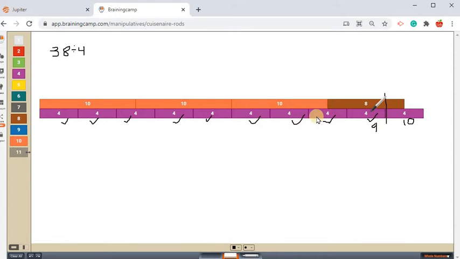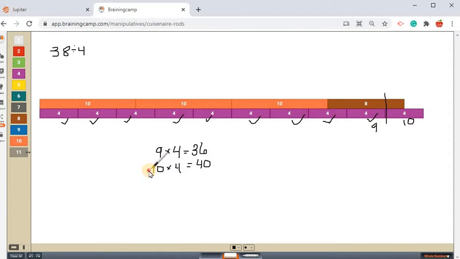So what is 9 groups of 4? 9 groups of 4 is 36. And my target, remember, is 38. So 36 is less than 38. But 40 is greater than 38. And this is how I make 40. 10 times 4 makes 40. And I know that this is too big. 10 times 4 is too big.